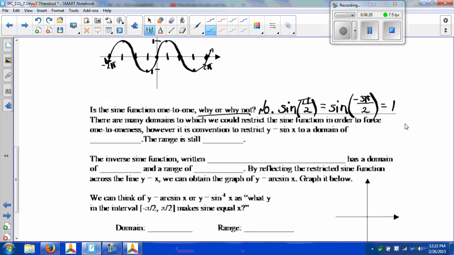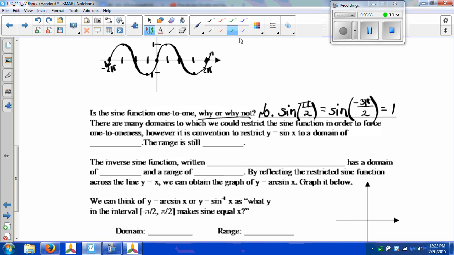There are many domains to which we could restrict the sine function in order to force one-to-one-ness. However, it is convenient to restrict y equals sine of x to a certain domain. What it's saying is we want to restrict it so that we do pass the horizontal line test. There are many places, like I could do it from here to here. See, that little s right there doesn't fail the horizontal line test. Or I could just do from here to here.